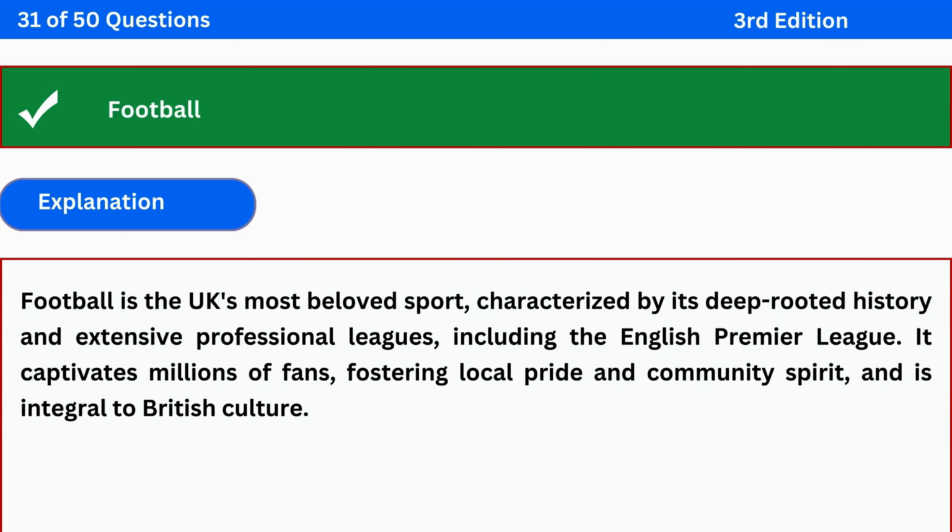The correct answer is football. Explanation: football is the UK's most beloved sport, characterised by its deep-rooted history and extensive professional leagues, including the English Premier League. It captivates millions of fans, fostering local pride and community spirit, and is integral to British culture.